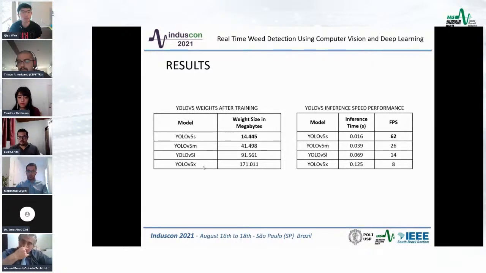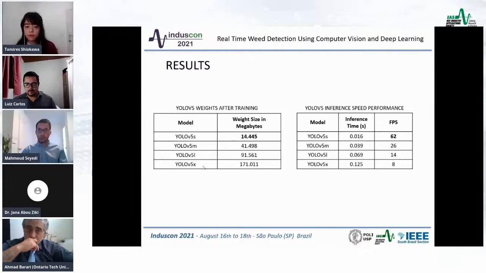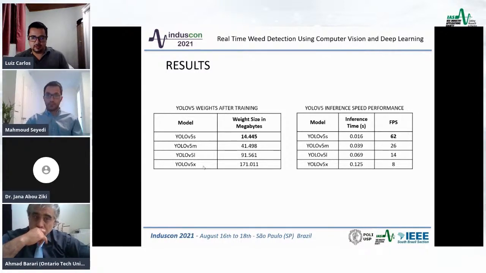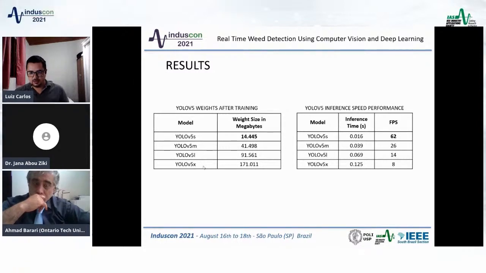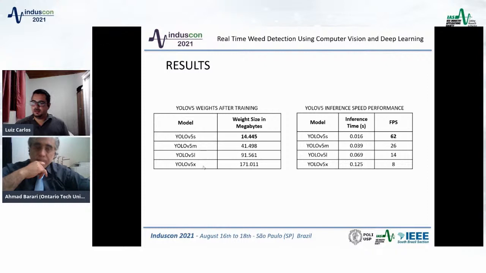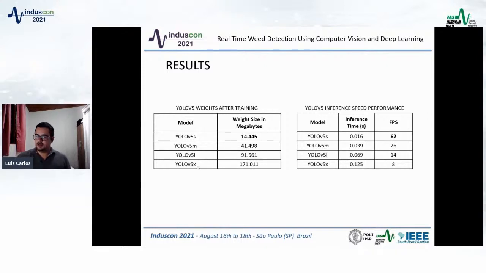So here I have the weights. After training the neural networks, I generate a weights file to run inference locally on my computer. I'm running a Samsung Odyssey with an NVIDIA GTX 1050 graphics card. And here I have the weights size. So the YOLO V5S is around 14 megabytes, and the YOLO V5M is around 41 megabytes, and the YOLO V5X is 171 megabytes, so it's much heavier for local inference.